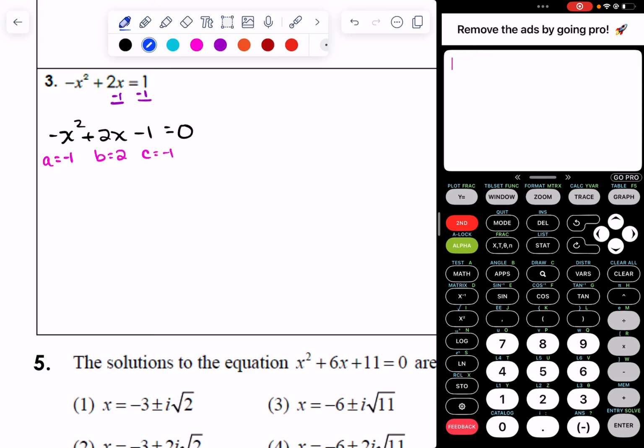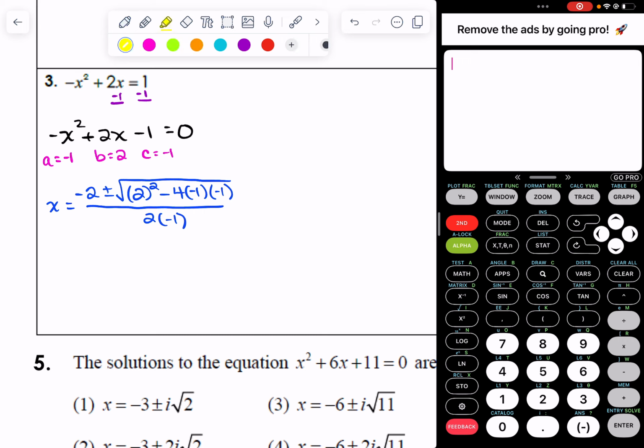All right, so now we're going to substitute this into the quadratic formula, which is x equals -b. So I'm going to start out with a -2 plus and minus, and now our big square root. B squared, so 2 squared, minus 4 times a, which is -1, times c, which is -1, all over 2 times a, which is -1. Okay, so all I just did is substitute these a, b, and c values into the quadratic formula, which you guys have right at the top of the page.